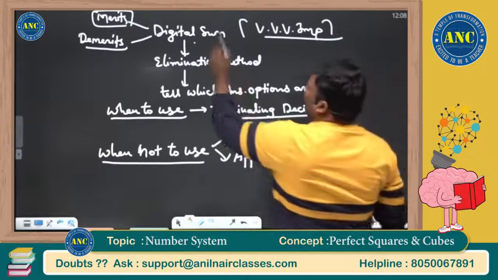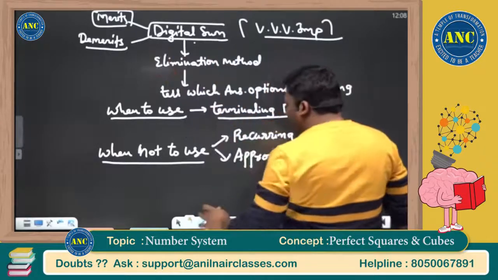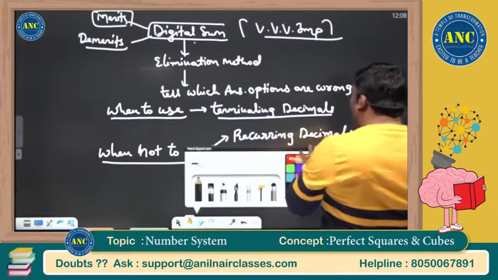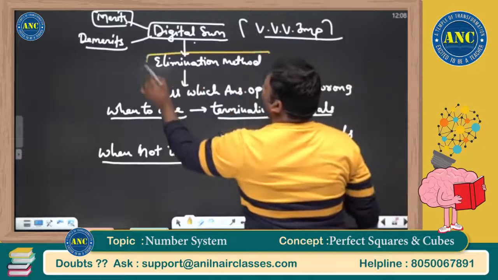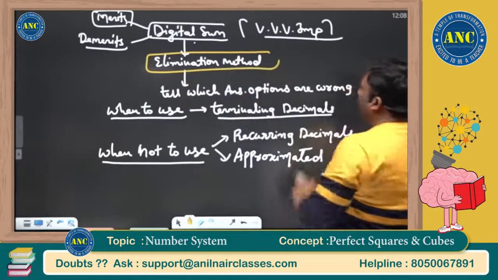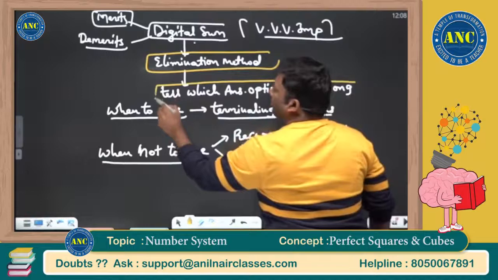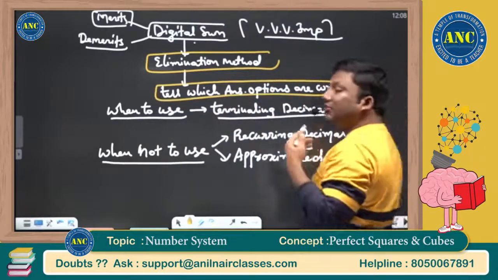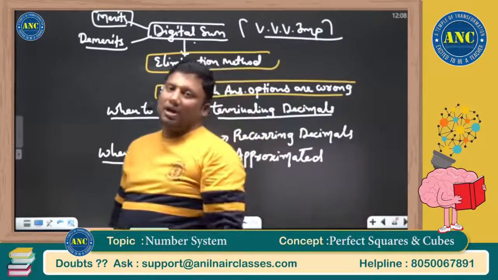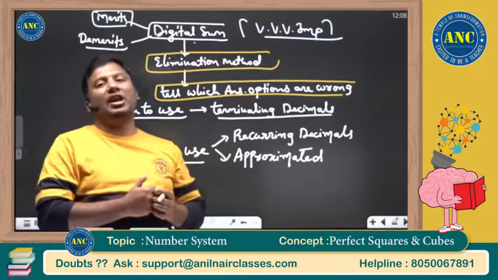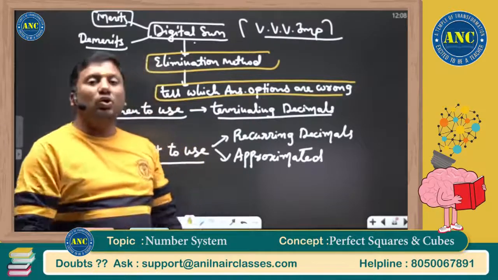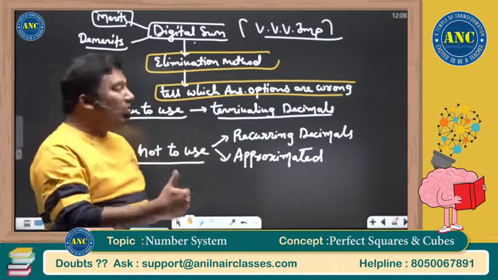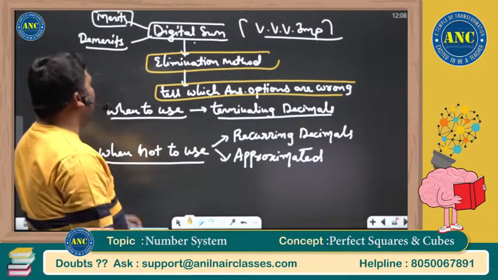Digital sum is an elimination method. It will only help if there are answer options. It will only tell you which answer options are wrong. By any chance, if 3 are wrong, the 4th will be the option. Probably if there is none of these, or if there are 2 options with the same digital sum, you will be stuck with this method.